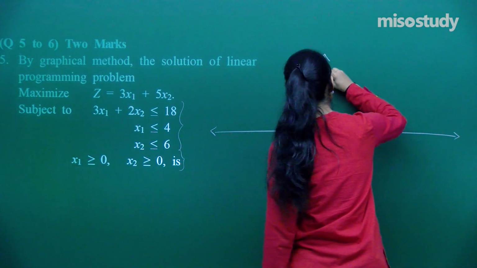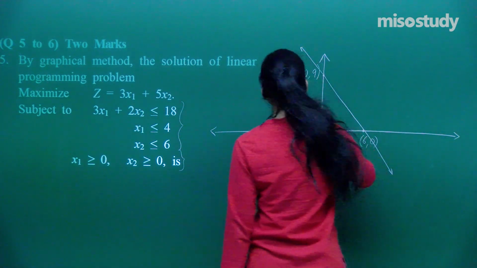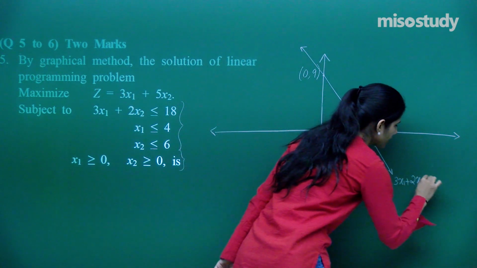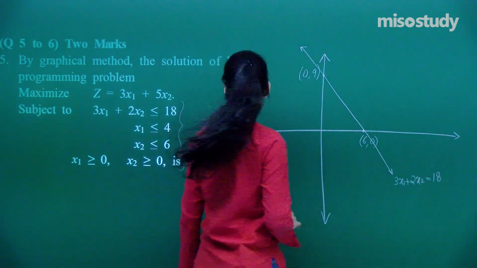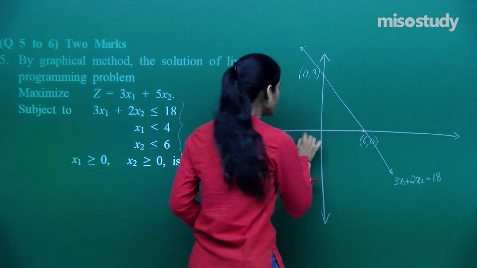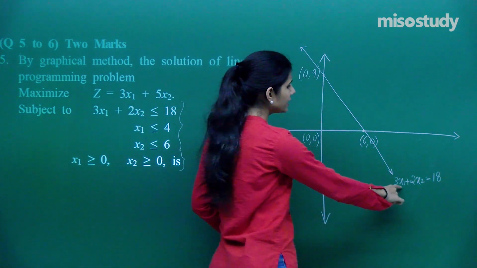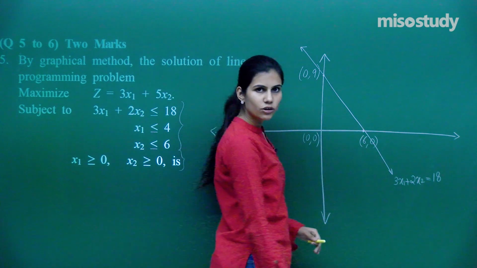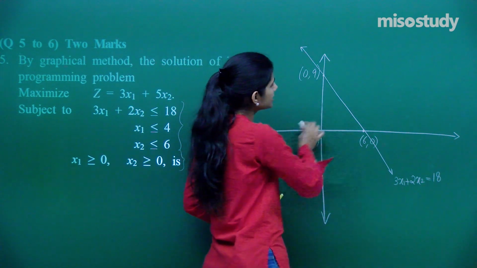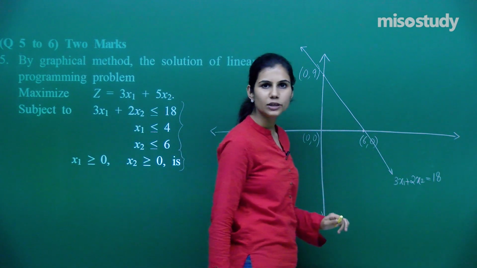Fine. If you join them, this gives you the equation of the straight line 3x1 + 2x2 = 18. You are interested in 3x1 + 2x2 ≤ 18. I need to decide which points satisfy this. For that, put x1 = 0, x2 = 0, because (0, 0) is not lying on this line. This gives you 0 + 0 ≤ 18, which is true. So everything on this side of this line is going to be my region represented by 3x1 + 2x2 ≤ 18.